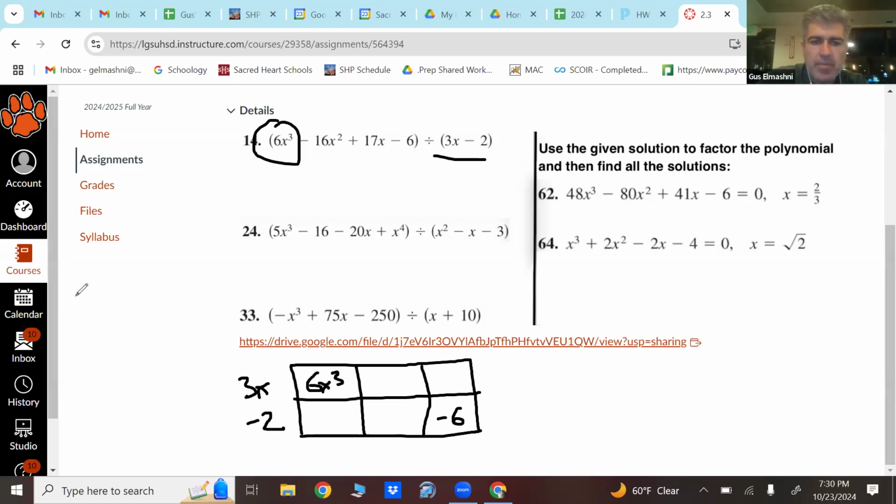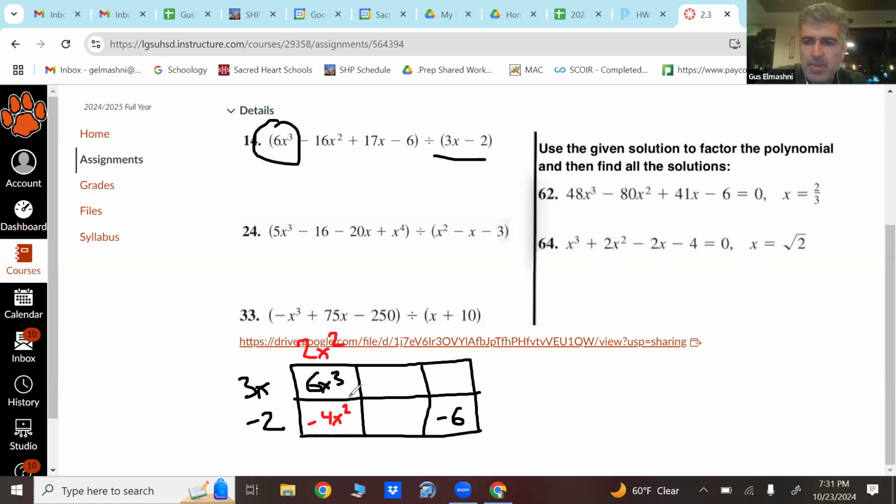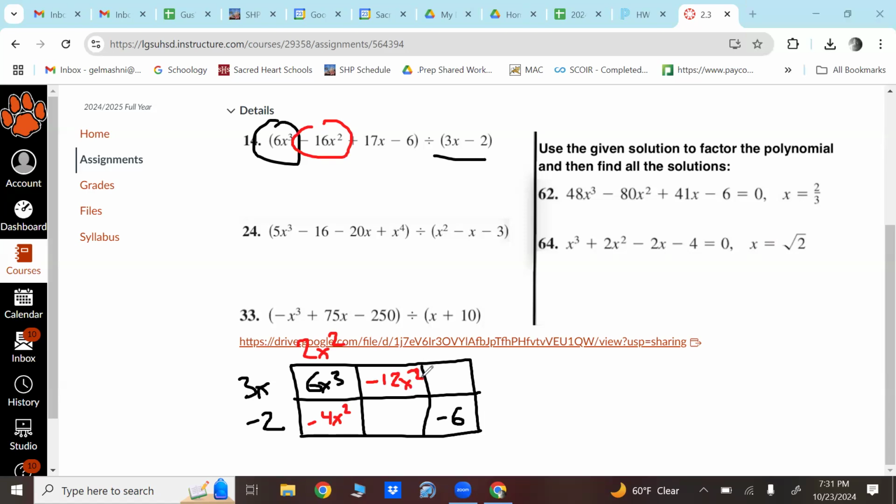Now what you need to do is ask yourself, what do you multiply 3x by to get to this? We know 2x squared, obviously, right? Okay, cool. Then you multiply negative 2 by 2x squared to get negative 4x squared. Now, this is the part that's kind of interesting. You see a negative 16x squared. I see a negative 4x squared. This has to be a negative 12x squared so that it adds up to negative 16x squared. Does that make sense?